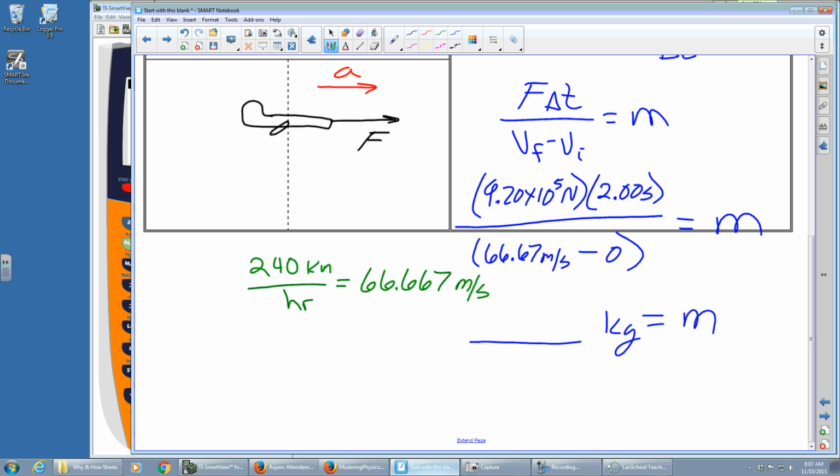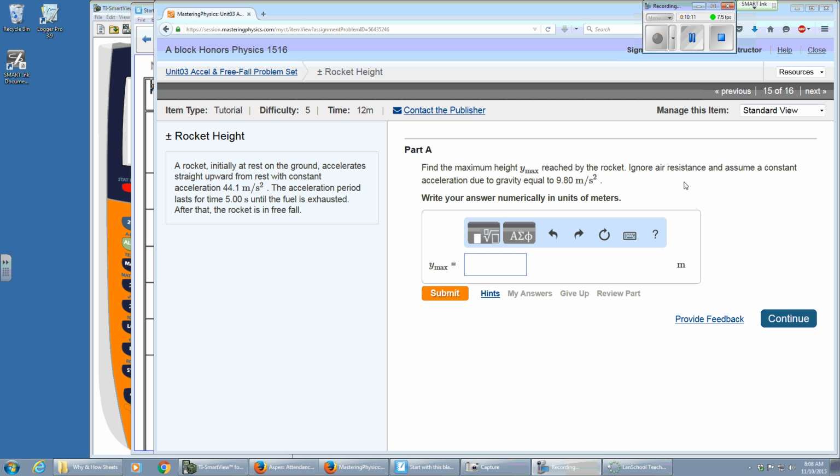So, good? Any questions on that one before we jump into another one? Alrighty. All right. So, rocket height.